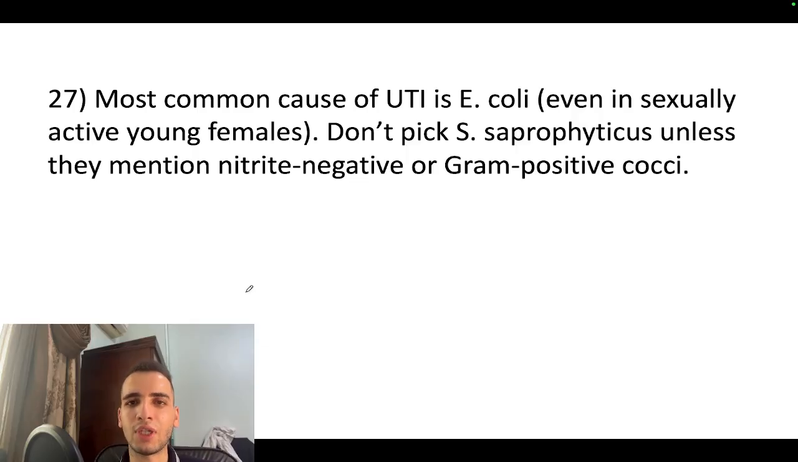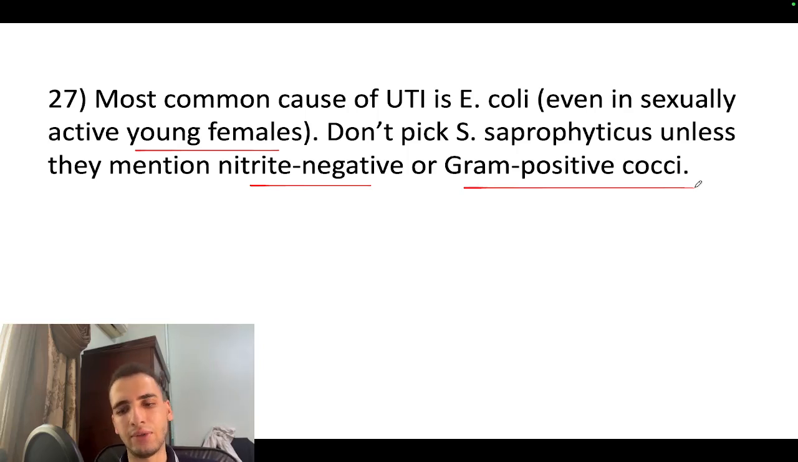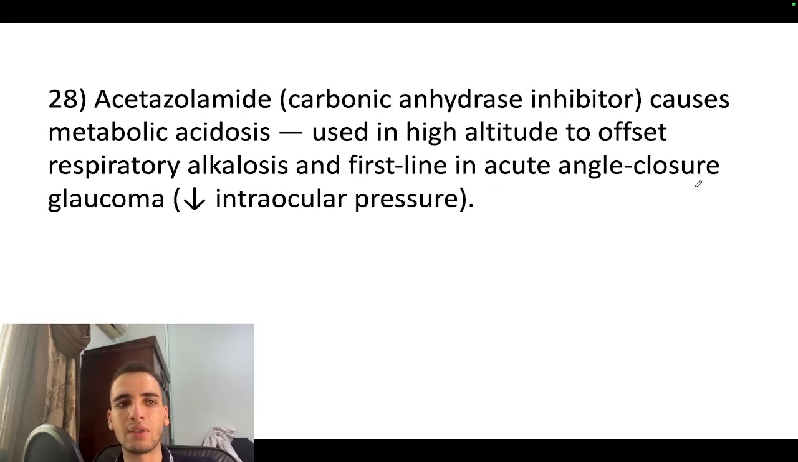The most common cause of urinary tract infection is E. coli. I would say all of you know this, but it's also important that even in young females that are sexually active, it's still E. coli. Saprophyticus is a specific cause, but it's not the most common cause in young females. So unless they tell you that it's nitrate negative or gram-positive cocci, don't pick saprophyticus. Or unless you don't see E. coli in the answer choices, then you would pick saprophyticus.